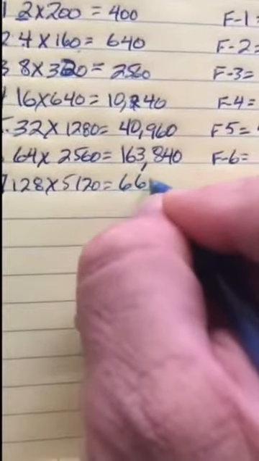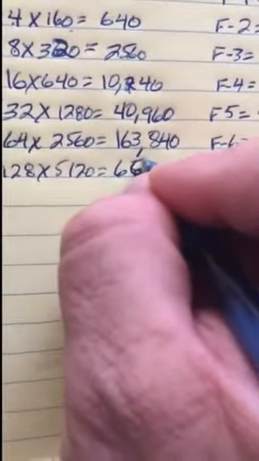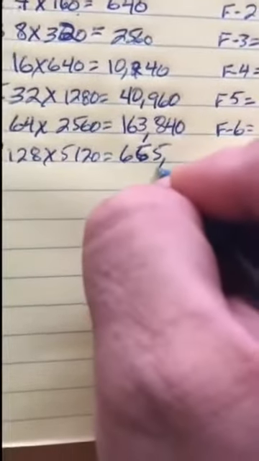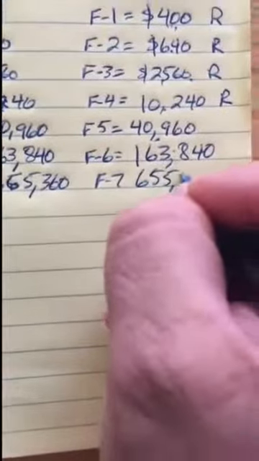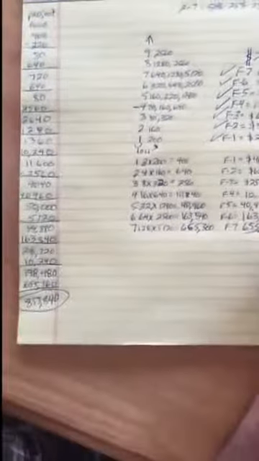It's 655,360. So floor 7 is 655,360. You take that, add it to your 198,480, and that leaves you with $853,840. Okay, that is what you have received by following this distribution formula.